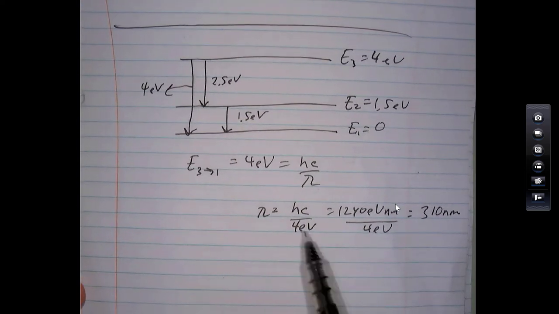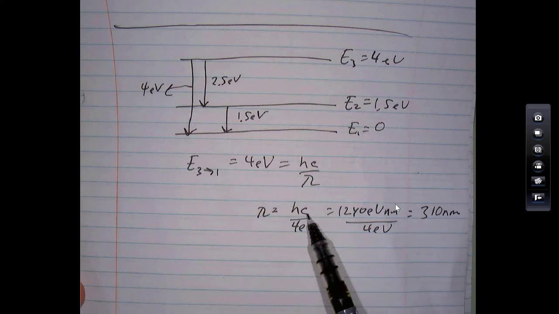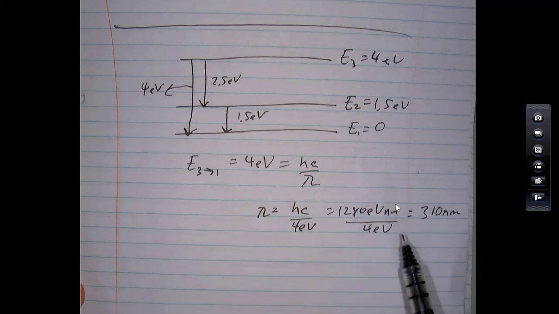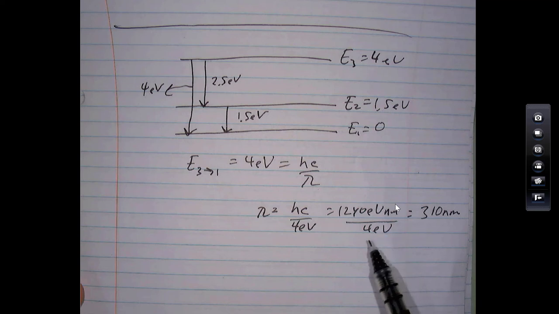Okay, let me just recap again. So solve for the wavelength, hc over 4 eV. Now when you use our nice little hc is 1240 eV nanometers, then this makes it a lot easier. So 1240 eV nanometers divided by 4 eV, the answer comes out in nanometers.